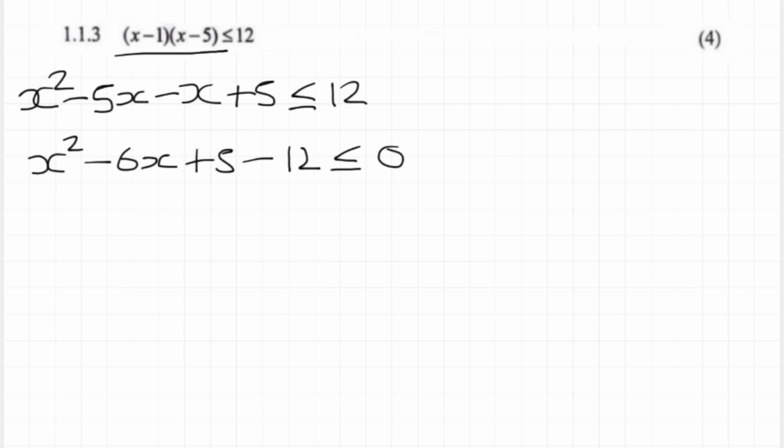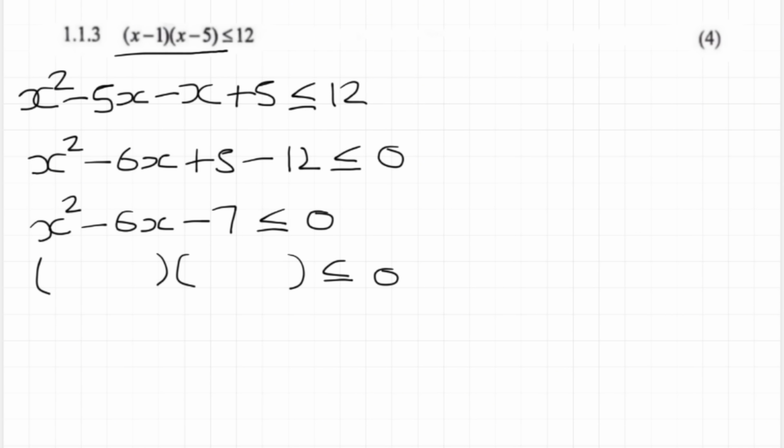Look at how I keep the inequality the same. So I'm going to have x squared, minus 6x, and 5 minus 12 is going to give you minus 7, which is greater than 0. Now I need to find the factors, which is going to be x. The factors of 7 are 7 and 1, so one is negative and one is positive. Now I just need to find the critical values.